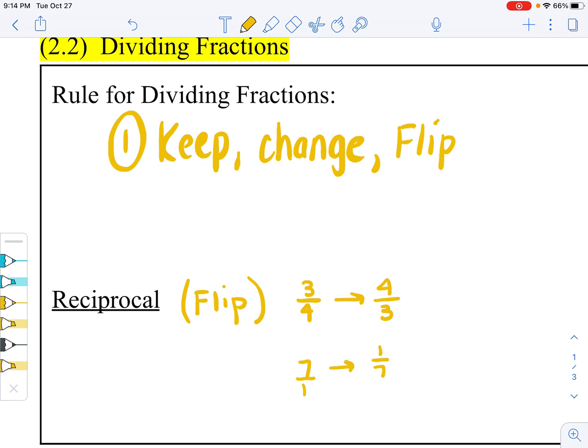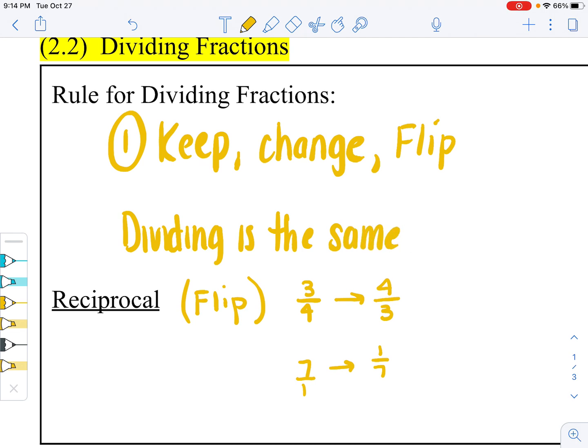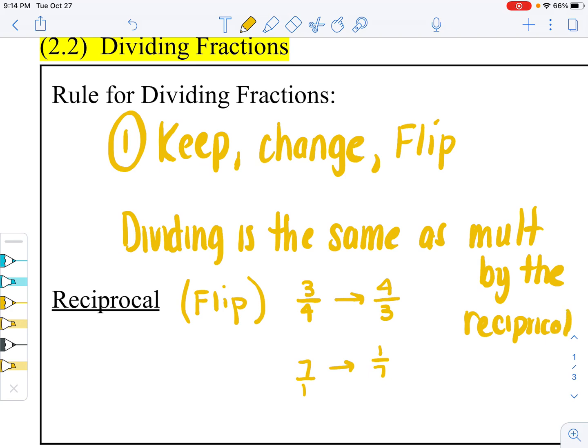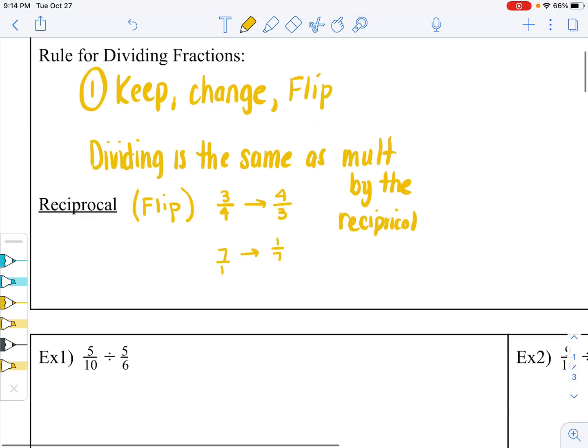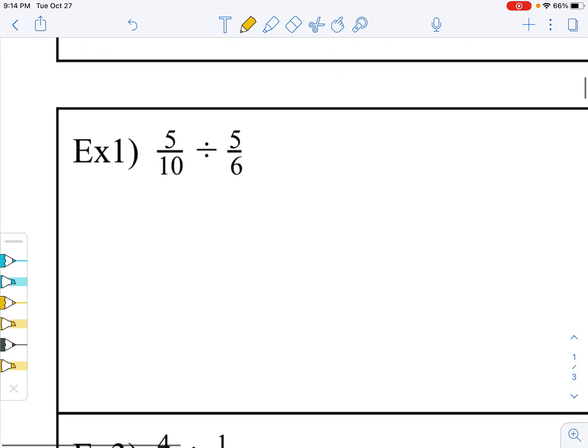Now we do the change flip because dividing is the same as multiplying by the reciprocal. So that's why we do keep, change, flip, because when we want to divide, we can do the same by multiplying the reciprocal. So let's do a problem.